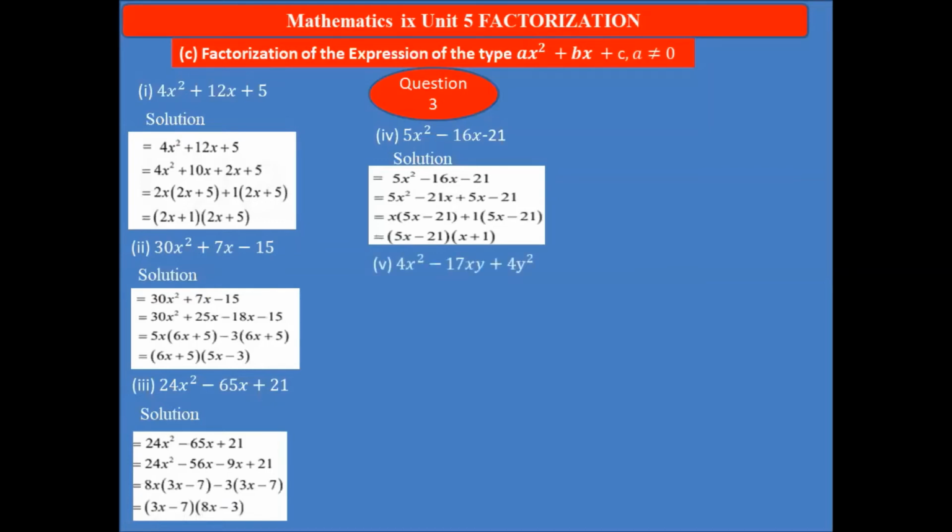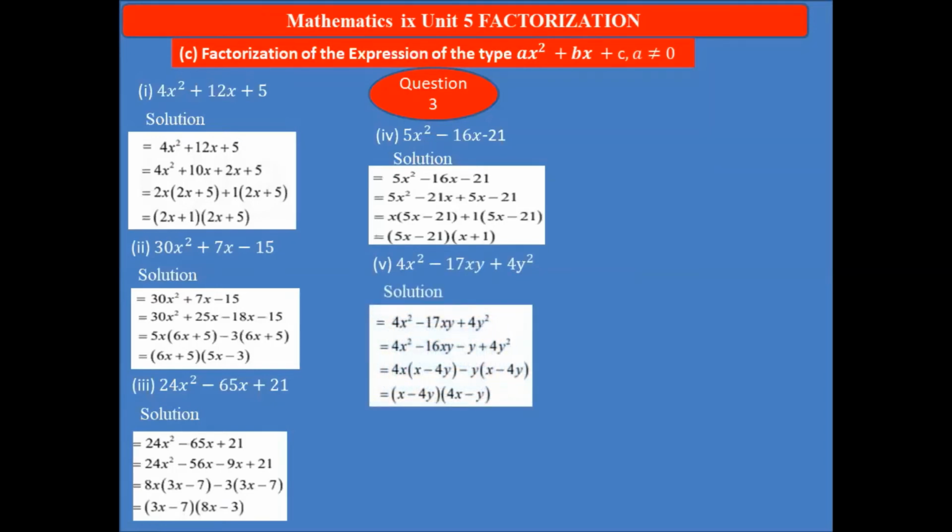Part 5, 4x square minus 17xy plus 4y square. Solution. This is the same as we have discussed in this. This is the solution, and the solution is x minus 4y, 4x minus y.